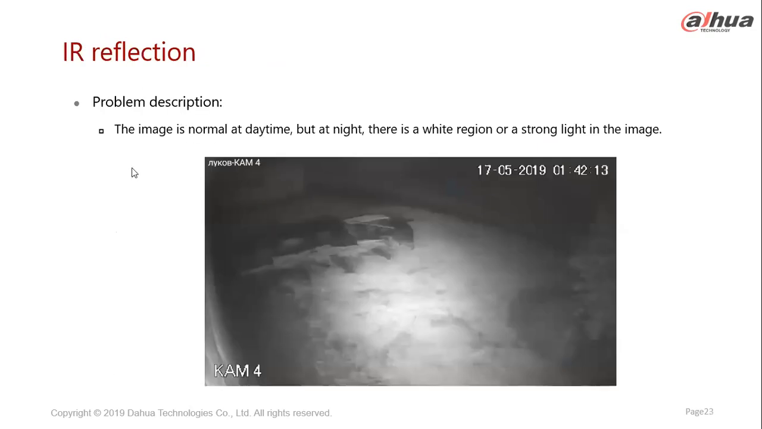There's a reflection. You might experience a situation where at daytime the camera image is okay, while at night you have a scene with a region that is very, very bright compared to the others. I think we talked about this one when we were talking about devices. We talked about intelligent IR.